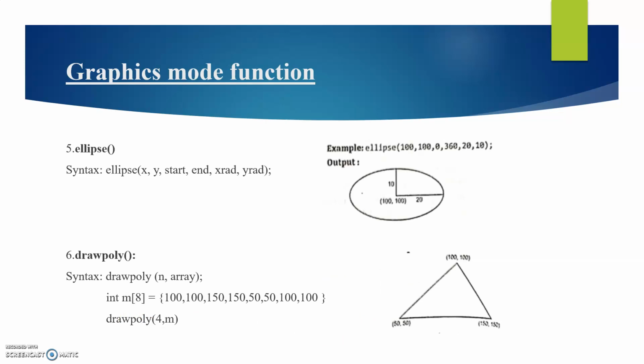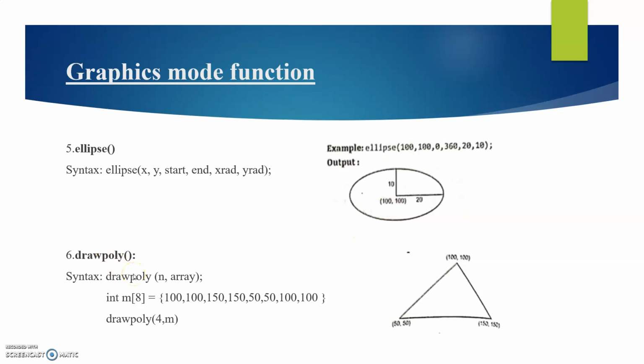Okay. The next graphics mode function is ellipse. It draws an ellipse on the screen. The syntax is ellipse(x, y, start, end, xrad, yrad); where x and y are the coordinates of the central point, start and end are the starting and ending angles of the ellipse, and xrad and yrad are the x-axis and y-axis radius respectively. For a full ellipse, the start and end should be 0 and 360, else it will draw an arc on the screen. As shown in the example, you can see how the ellipse is drawn.